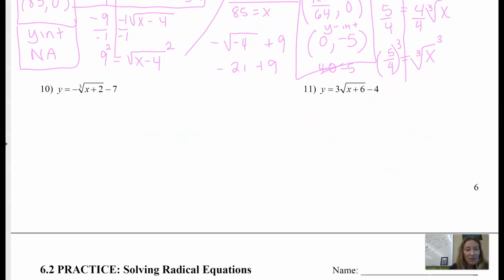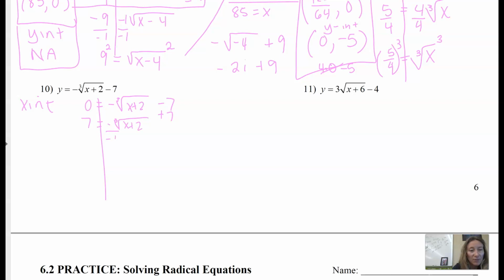All right, on number 10, let's find the x-intercept. It's a cube root, so we know that there will for sure be an x-intercept. So replacing the y with 0, that 0 is equal to negative cube root of x plus 2 minus 7. Adding 7 gives me 7 is equal to negative cube root of x plus 2.